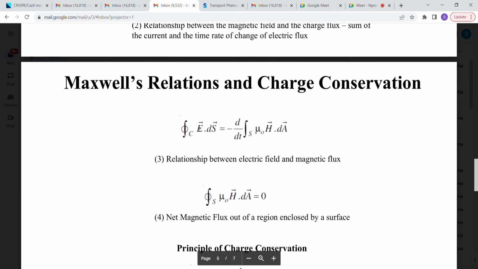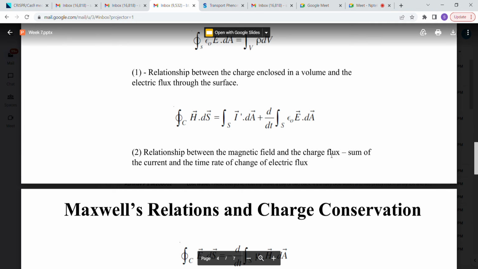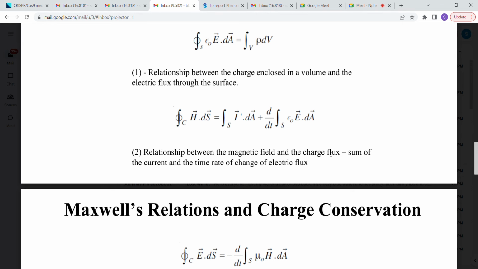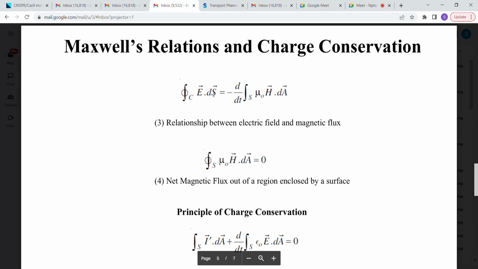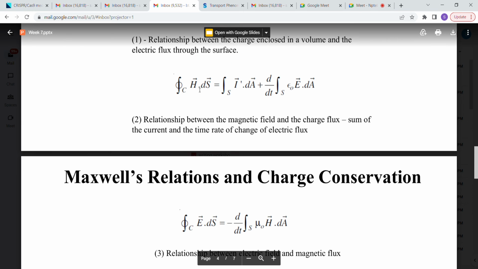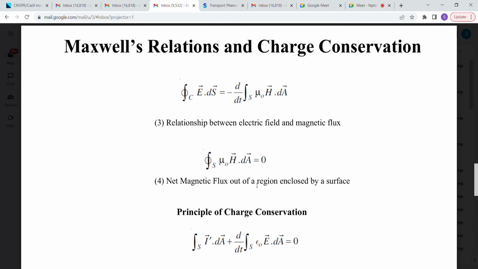Now coming to the third relationship. See here, it was electric flux, sorry, charge flux, and it was given as dA. Now it's electric field, which is given as ds, and magnetic flux is given in dA. Here it was magnetic field, and it is given in ds. So these are easy ways to remember these otherwise abstruse formulas. The relationship between the electric field and the magnetic flux is basically the contour integral.